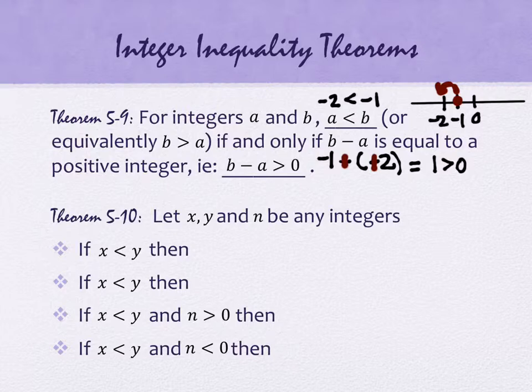All right, Theorem 5.10. x and y and n are all integers. And there's a few ones here I'm going to write in with you. So the first one says if x is less than y, then x plus n is less than y plus n. We saw this with whole numbers as well.